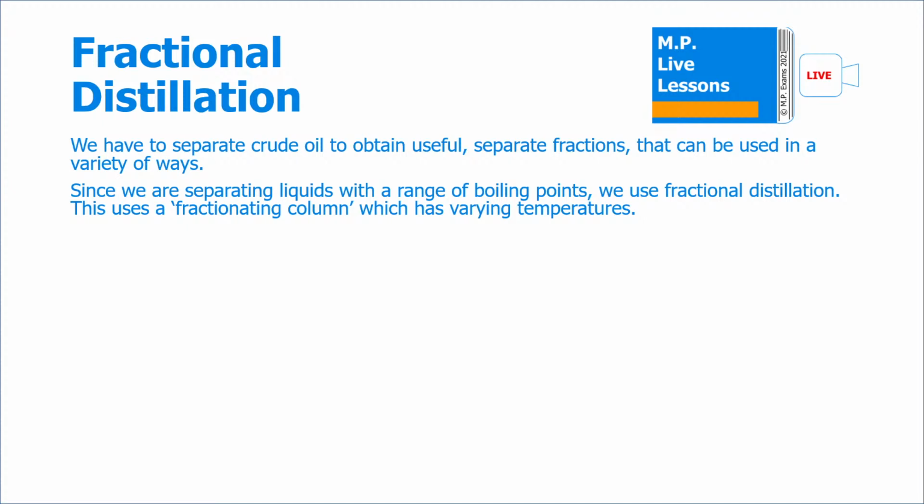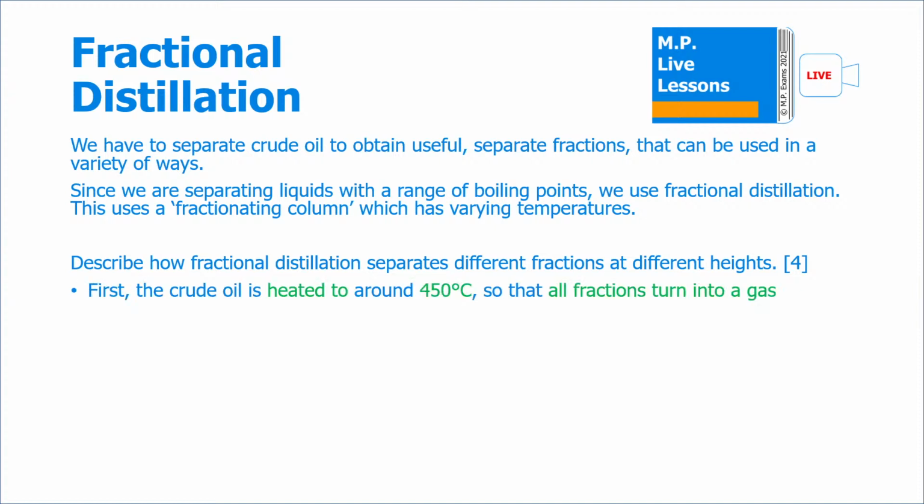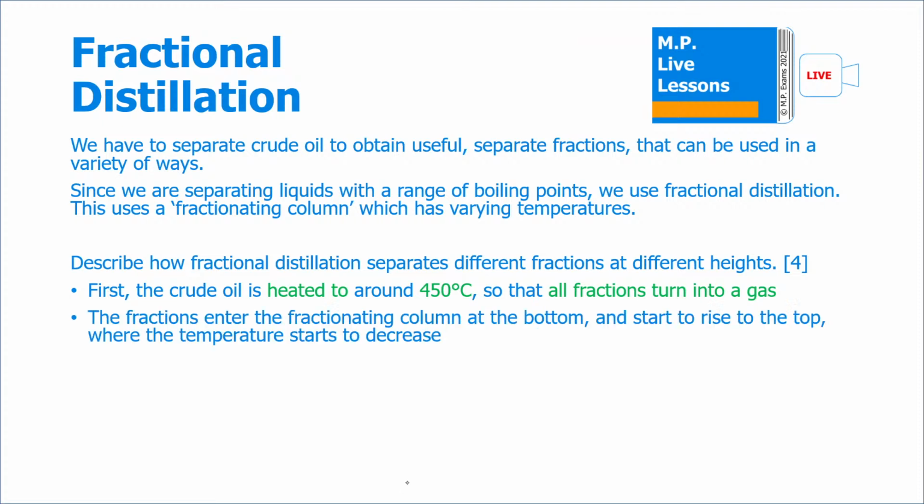This is often a high mark question, like 4 marks, to describe how fractional distillation separates crude oil into different fractions at different heights. First, you need to say that the crude oil is heated to around 450 degrees Celsius, so all the fractions turn into a gas. Then the fractions enter the fractionating column at the bottom, and they start to rise to the top, where the temperature starts to decrease.